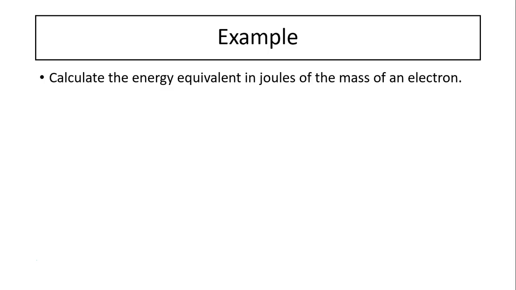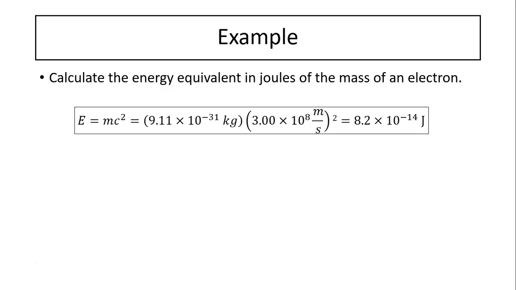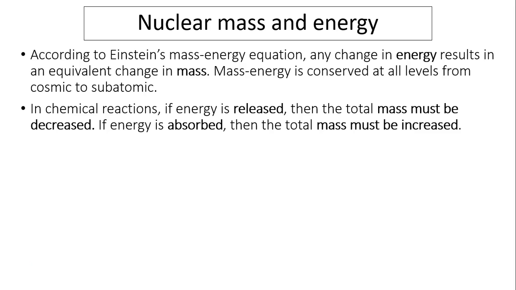Let's do an example using that equation, E equals mc squared. Calculate the energy equivalent in joules of the mass of an electron. E equals mc squared. You can find the mass of an electron in the reference table, and that will give you 8.2 times 10 to the negative 14 joules.